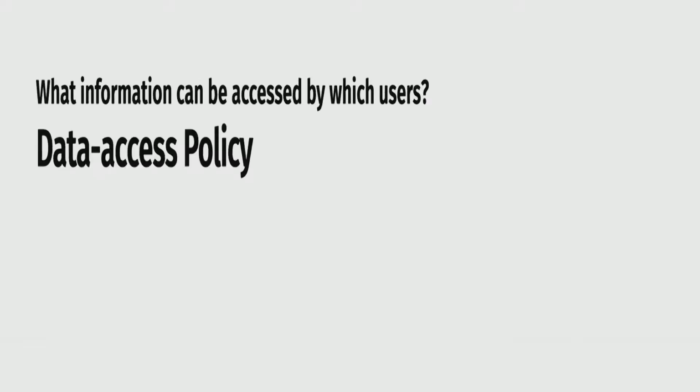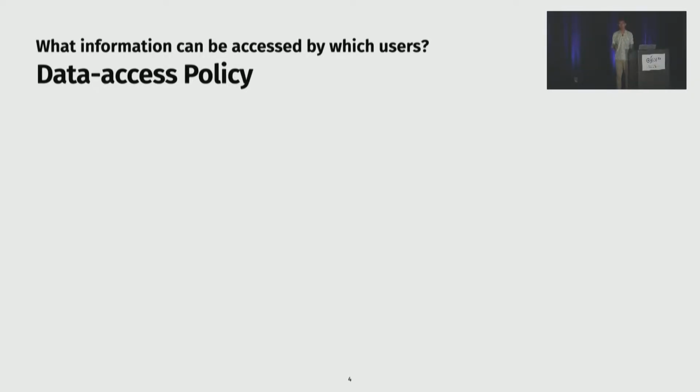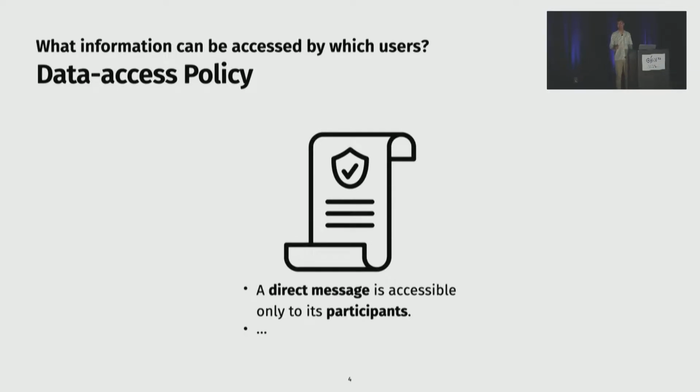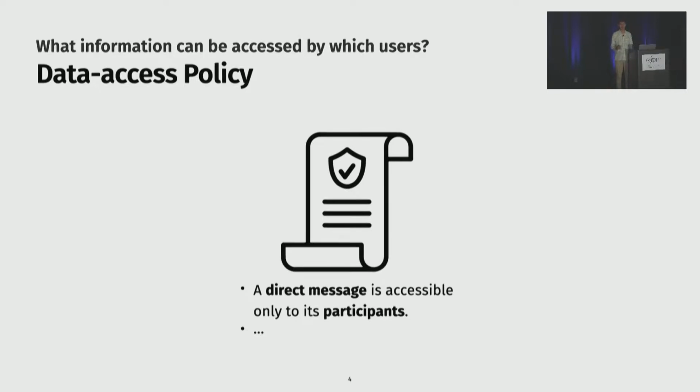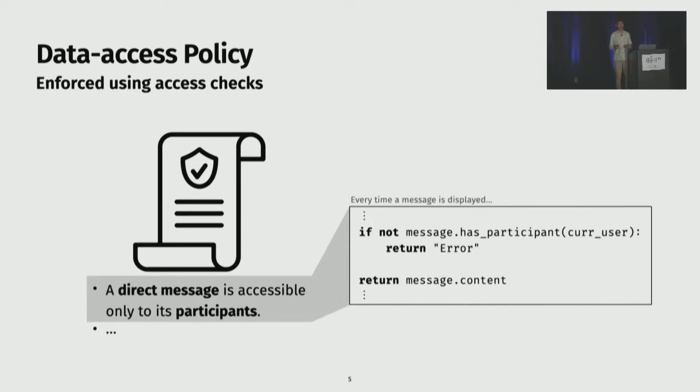We assume that the matter of what information can be accessed by which users is encoded in a data access policy, which in this example might say that a direct message should be accessible only to its participants, and so on. Today's web developers enforce these policies by manually inserting access checks in their code. These checks often take the form of if statements that ensure a user has sufficient permission before revealing a piece of content to the user.